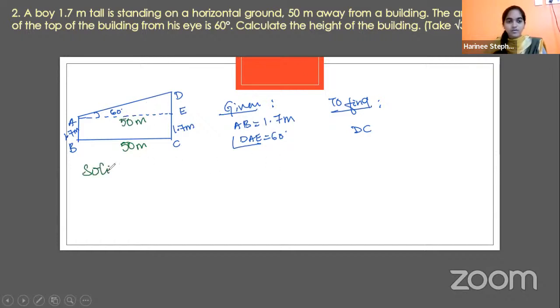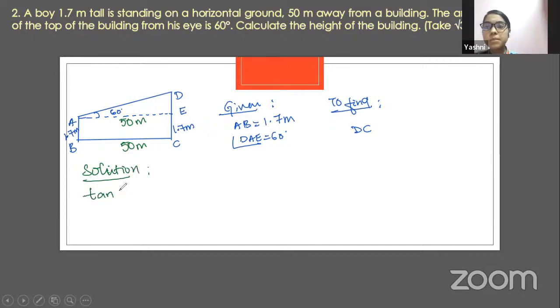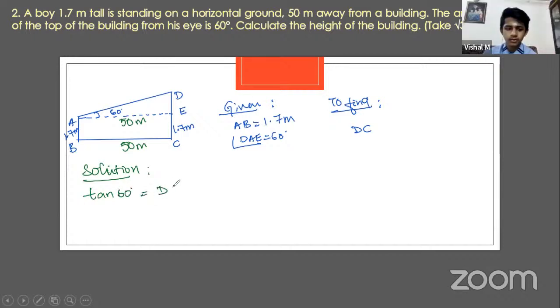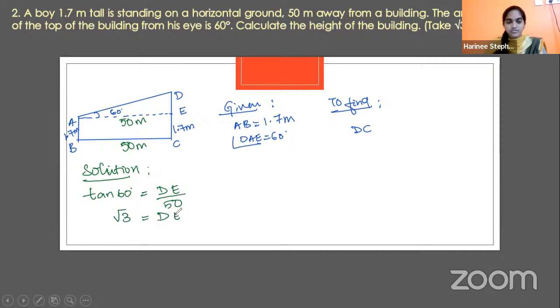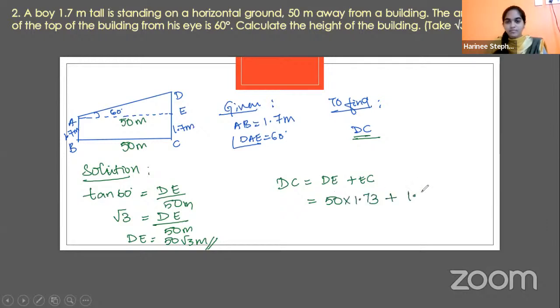So which trigonometric ratio is helpful here? Tan, ma'am. Tan 60 degree. Yes, tan 60 degree is equal to DE upon 50. So root 3, as we said in the previous question, root 3 is equal to DE upon 50 meter. So DE is equal to 50 root 3 meter. Now I know this, but I need to find DC. So DC is nothing but DE plus EC. So 50 root 3, root 3 value is given as 1.73, plus 1.7.